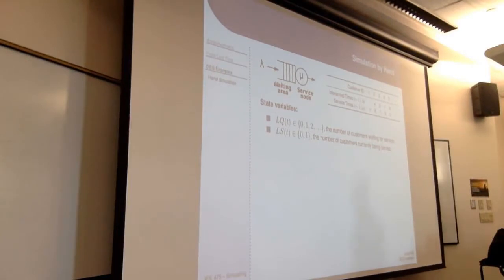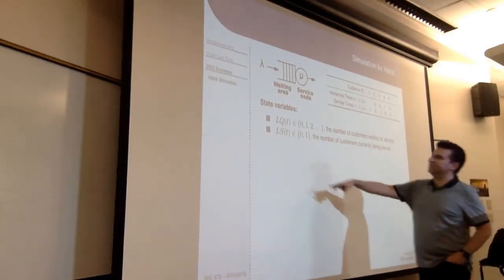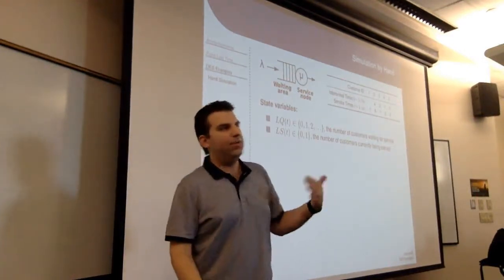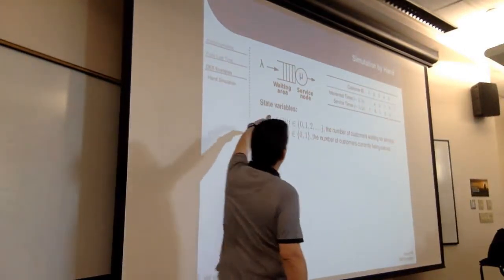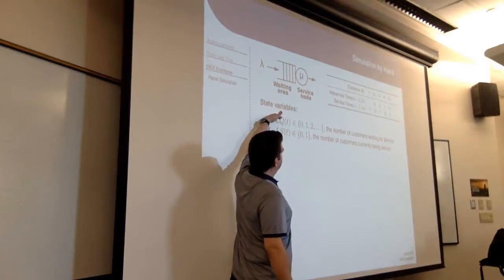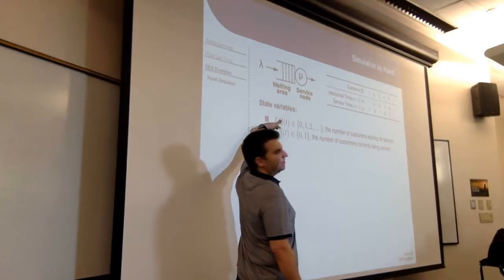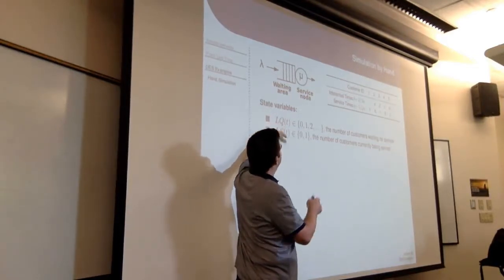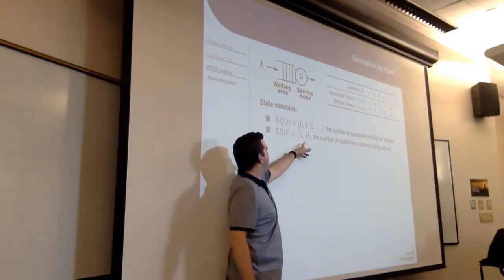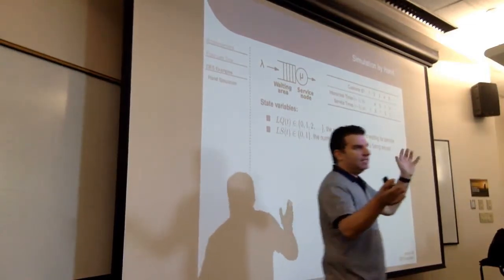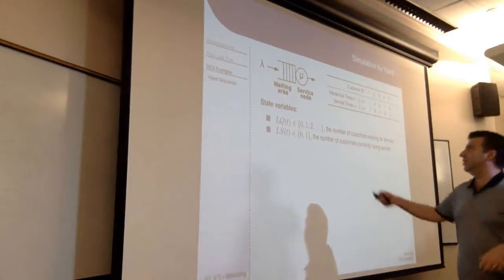All right, so state variables, what to worry about. So the book just uses LQ and LS. Sometimes you might see NQ and NS. This is the number of customers waiting for service and the number of customers currently being served. For this type of system, only one customer can be served at a time. So LS is always either 0 or 1, but LQ could be infinite. But it could be as low as 0.